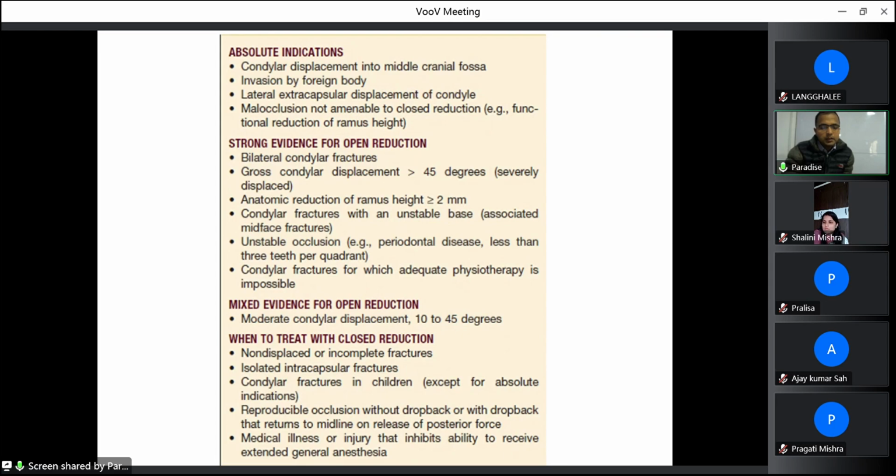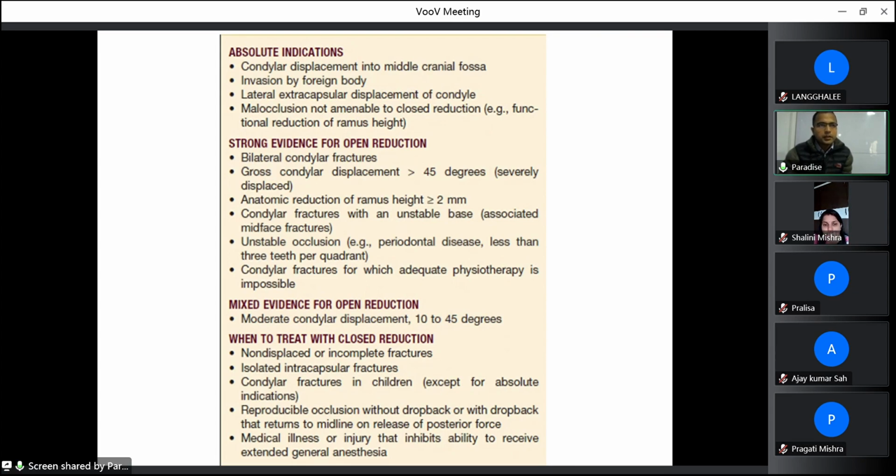Another indication is a medical illness or injury that inhibits the ability to receive extended general anesthesia. In geriatric patients, if the patient is more than 70 to 80 years old, it's very dangerous to give general anesthesia because the patient may not revive. Also if the patient is suffering from COPD, chronic obstructive pulmonary disease, uncontrolled diabetes mellitus, or any other medical problem, or is on immunosuppressive therapy or chemotherapy, general anesthesia is not indicated. In such cases, you don't have any option, so you have to treat non-surgically.